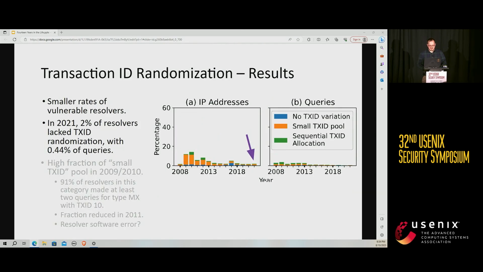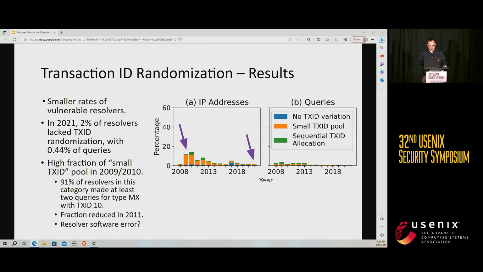Next, transaction ID randomization. Fortunately, here we observed a smaller rate of vulnerable resolvers. In 2021, only 2% of resolvers lacked adequate transaction ID randomization, though these resolvers only accounted for 0.44% of the traffic analyzed.